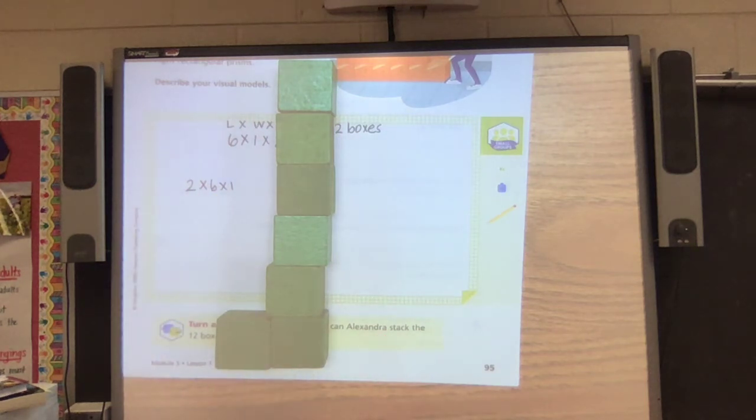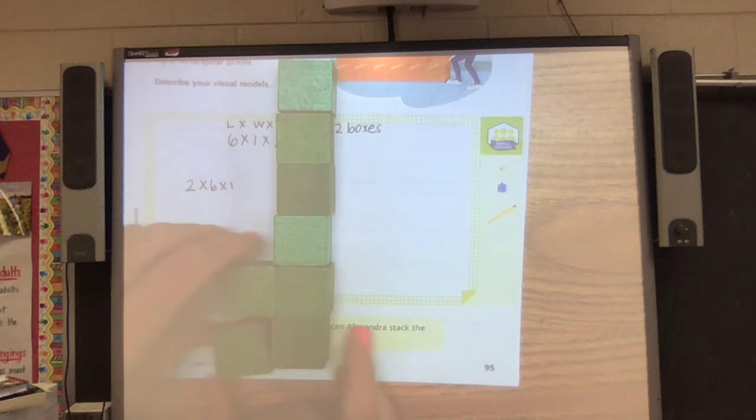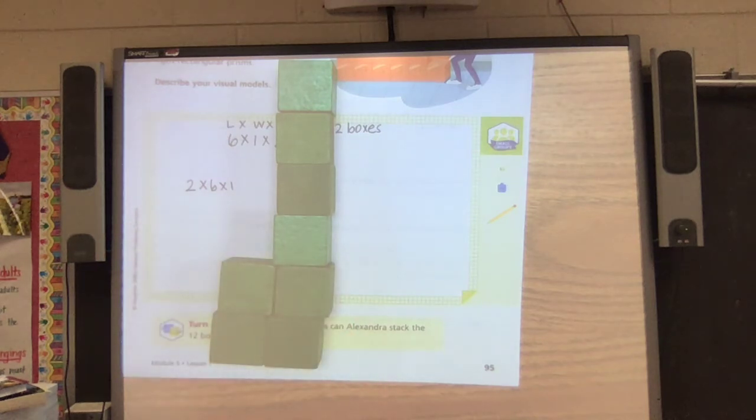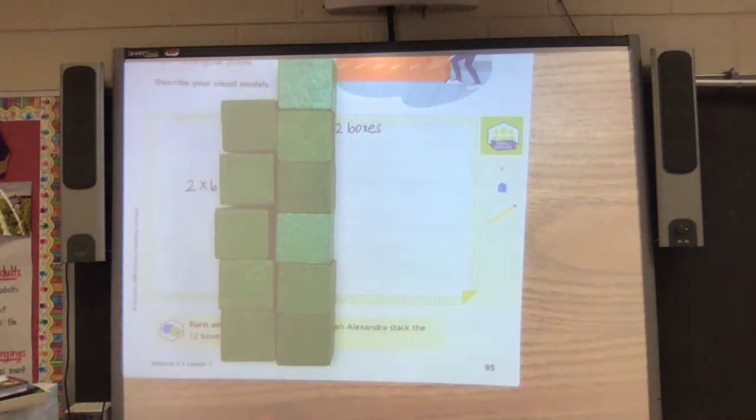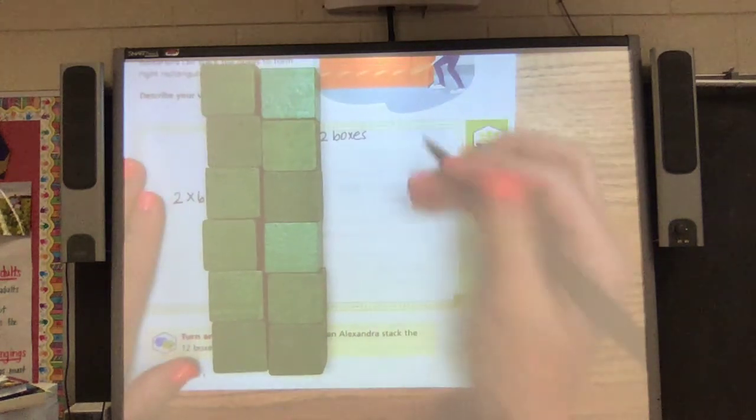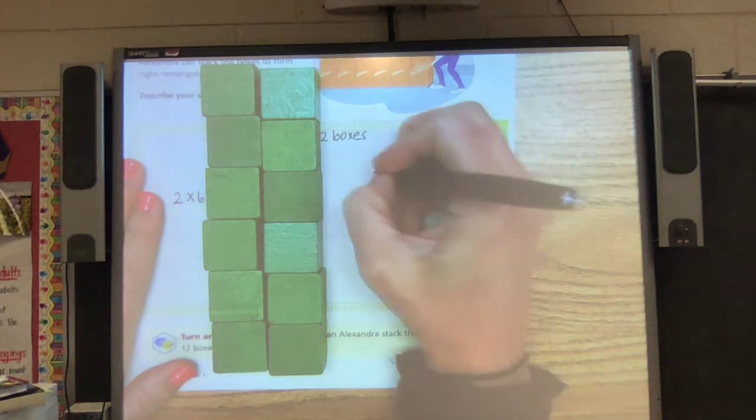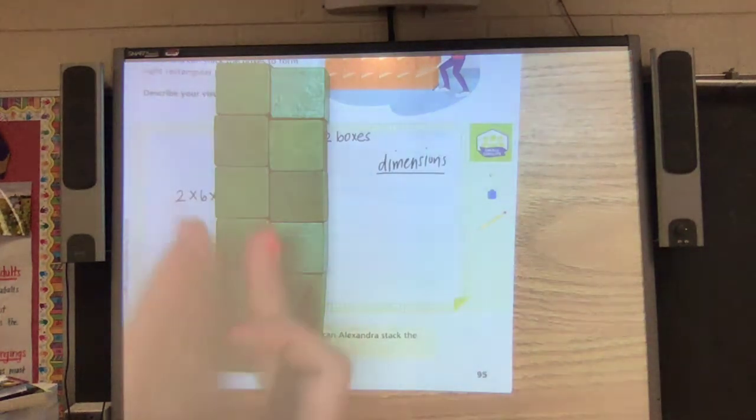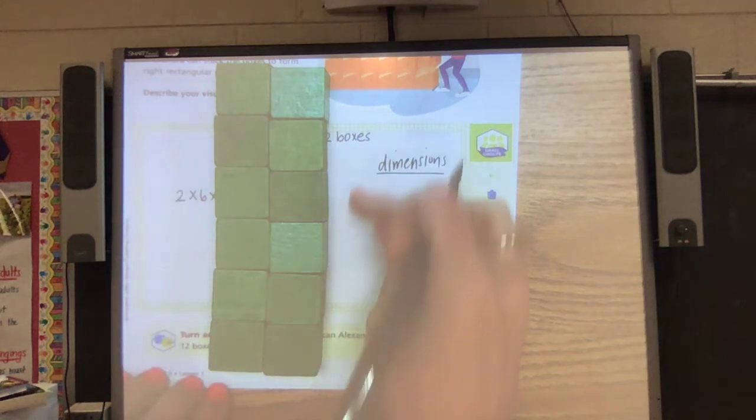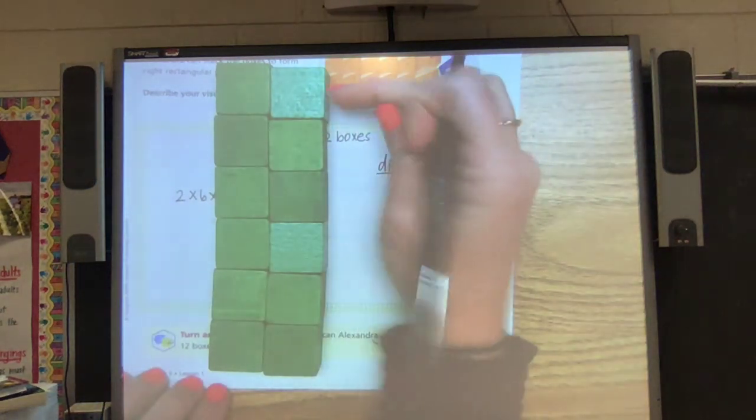I only have 1 stacked up there. Find all my greens. Okay. So again, my dimensions, that's an important word, dimensions, my length, my width, my height, 2 units long, 6 units wide, and 1 unit high.